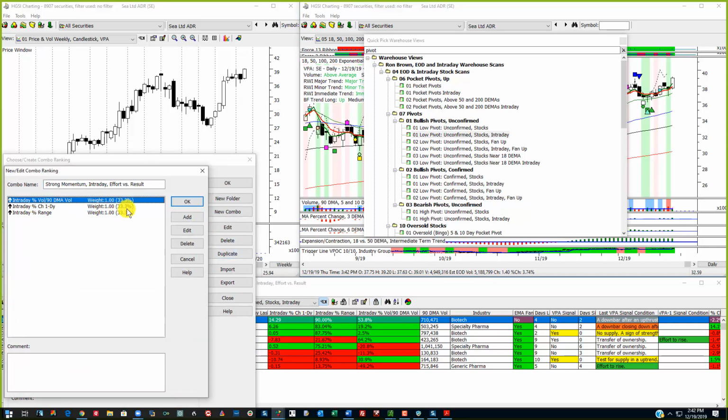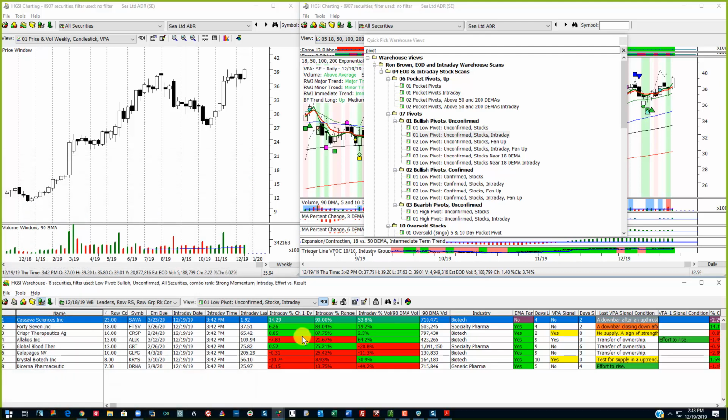The way I built this is I allocated 33% to the volume, to the one-day change, and to the daily range, and that drives these stocks to the top of the list. So Cassava Sciences, it's a $1.92 stock, so it's not hard to attain 14.29%, but it goes to the top of the list because of the big price gain for the day and the range and the volume. So that's how the combo works.